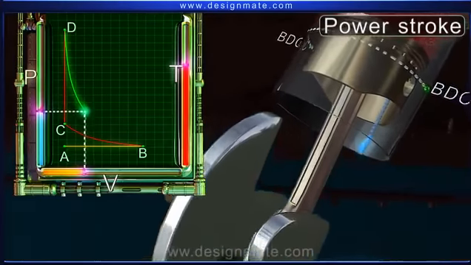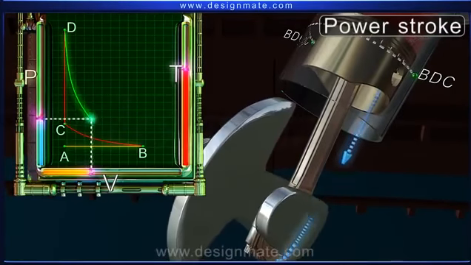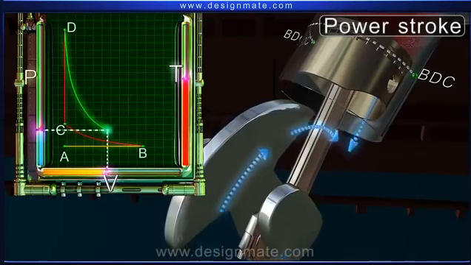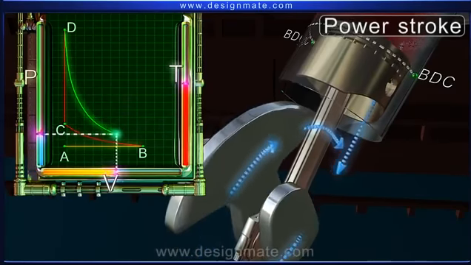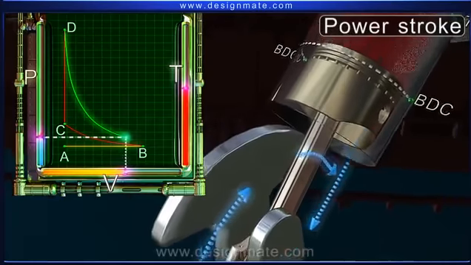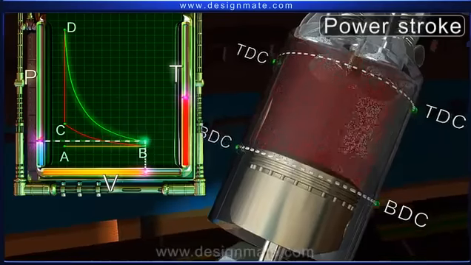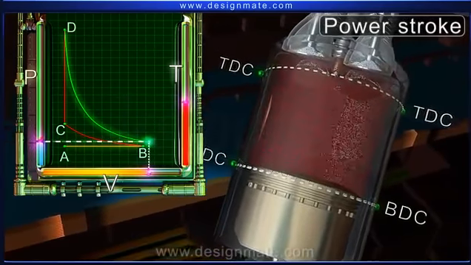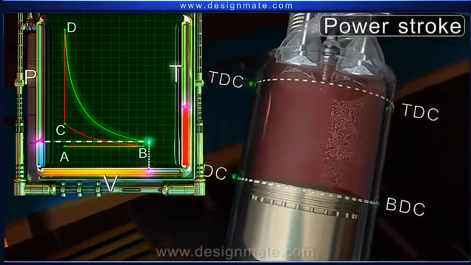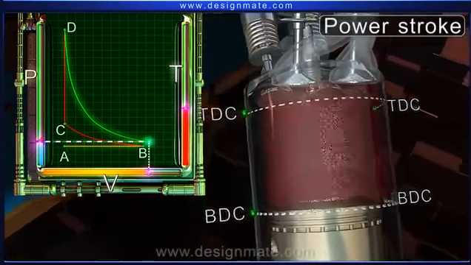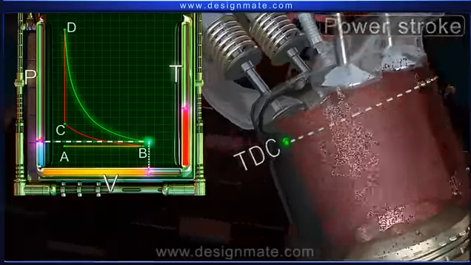The work done on the piston is transmitted by the connecting rod to the crankshaft, where the linear motion of the piston is converted into rotational motion of the crankshaft. This is the only stroke during which power is produced from the fuel to obtain mechanical energy. Hence, it is called the power stroke. When the piston reaches the BDC, the power stroke ends.